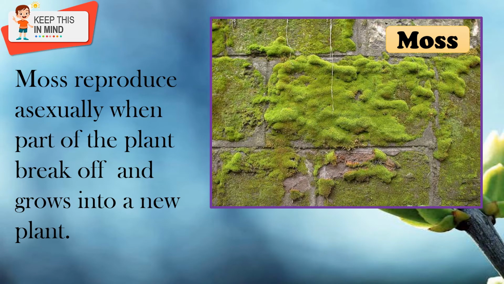Mosses reproduce asexually when part of the plant breaks off and grows into a new plant with the same genetics as the original plant. This can happen when the stem of a large group of mosses dies back, resulting in individual plants. Another method occurs when parts of the stem or even a single leaf from the moss plant are broken off. These bits can then regenerate to form a new plant.